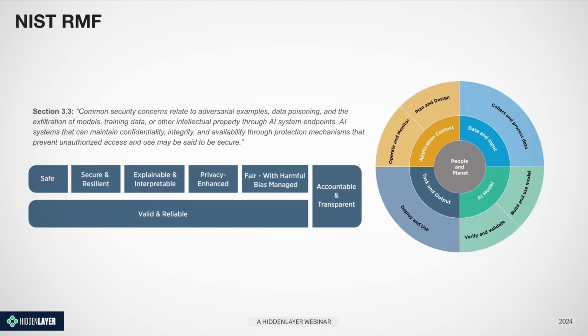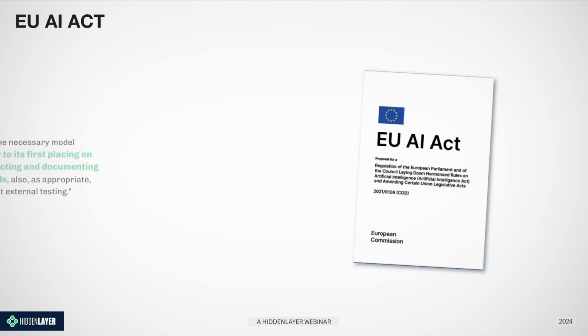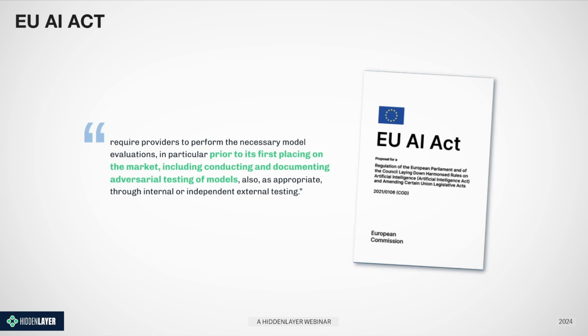NIST has its risk management framework as well. This is very similar to what we discussed with the AI Act, talking about what you should be doing and why. There are security concerns around adversarial examples, data poisoning, and exfiltration of data, all those tactics and techniques we talked about in the previous section. You need to be able to test these to make sure your AI system can maintain your CIA: confidentiality, integrity, and availability. It ties your data science and your cybersecurity together. It has a really good framework around the RMF to create a risk assessment around your AI implementations in your environment.